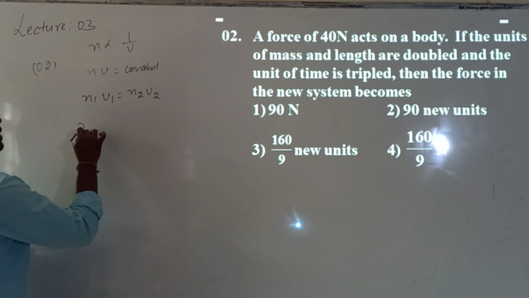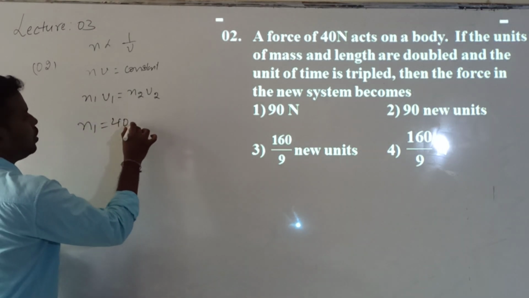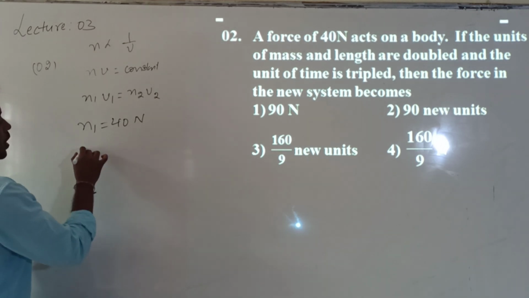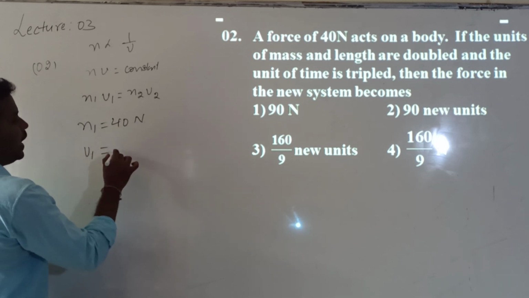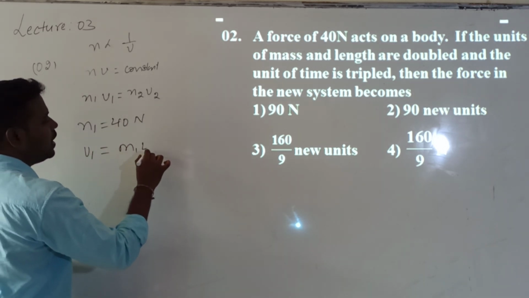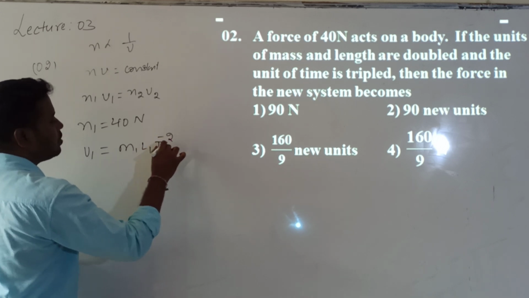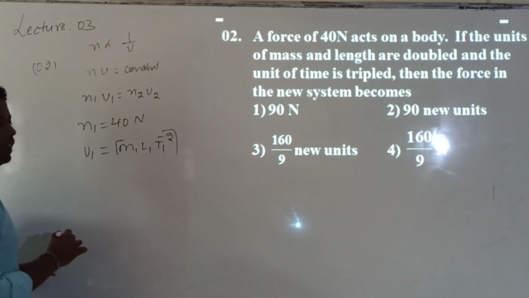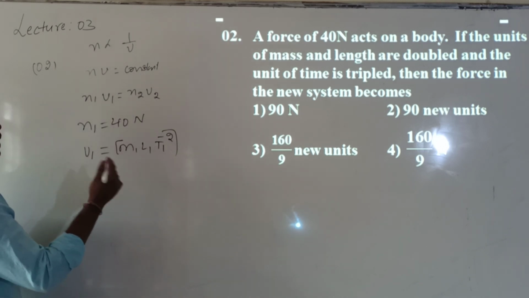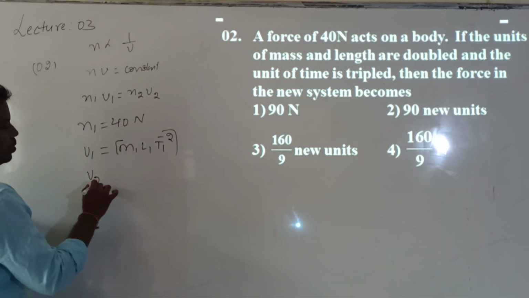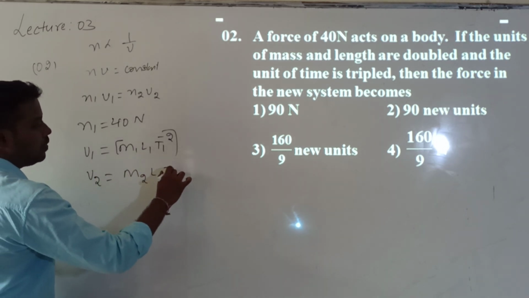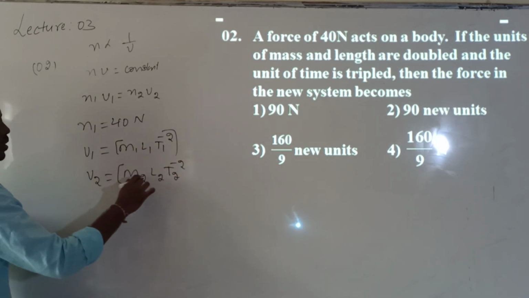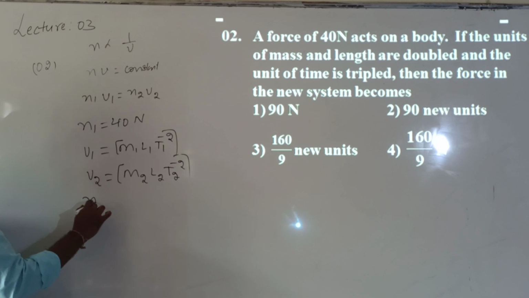Now, what are the two units given? n1 value is 40 newtons in one system. The unit is the unit of force. Newton is in which system? SI system, that is M1 L1 T1 power minus 2. Now u2 is the new system, where the dimensional formula is M2 L2 T2 power minus 2. Now I want to calculate the n2 value.